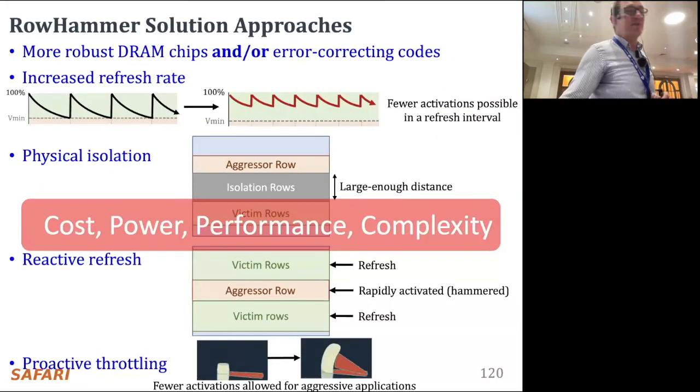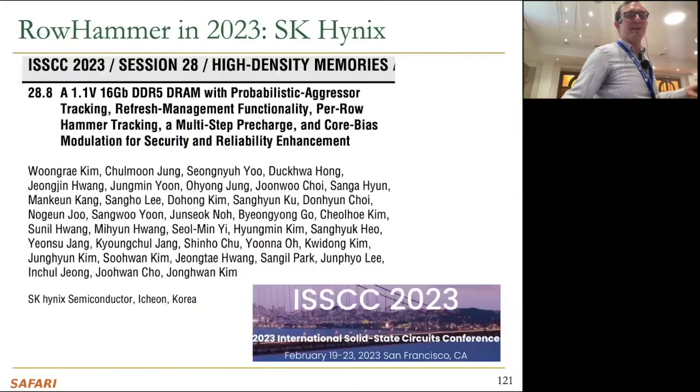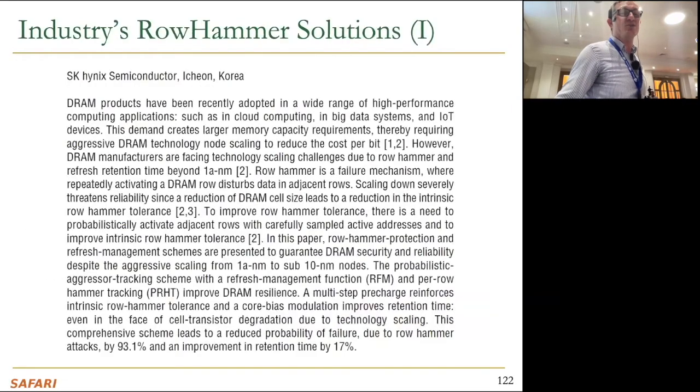Okay, so we're back to solution approaches. There's more over here. So what did the industry do? Without going into a whole lot of other solutions, industry finally acknowledged the problem. This is 2023. We're talking about 9 years after the RowHammer paper. SK Hynix wrote a paper. They actually explicitly say RowHammer many times over here. And they basically said that this time they were careful. They didn't claim they solved RowHammer. They basically said they could reduce the probability of failure due to RowHammer by 93.1%.